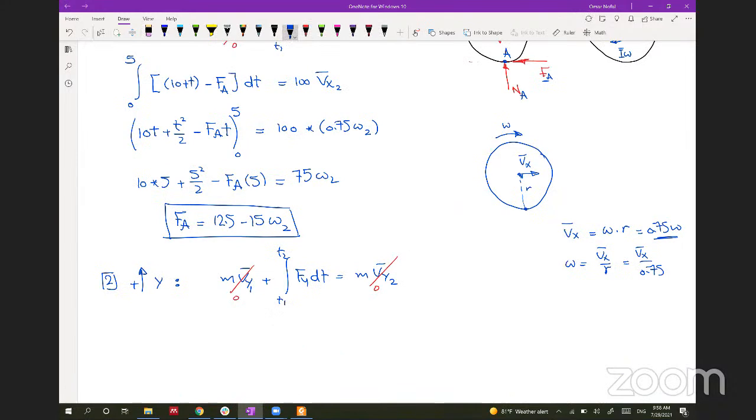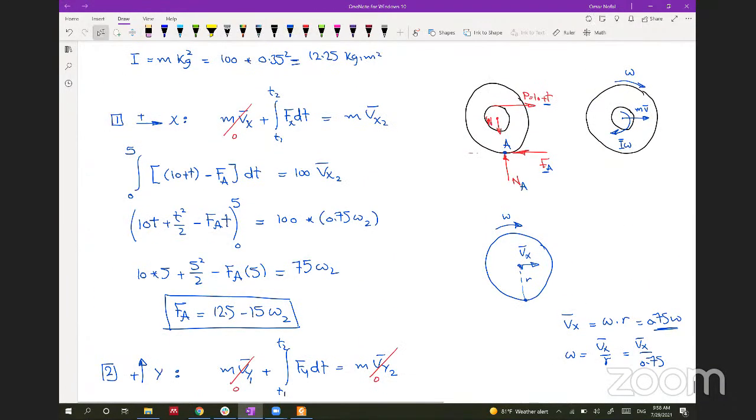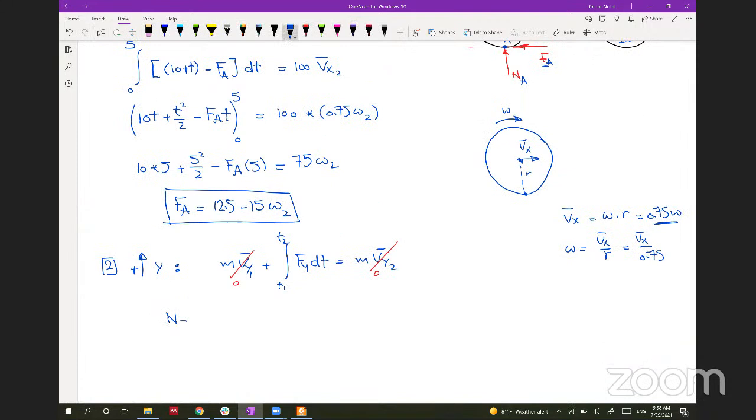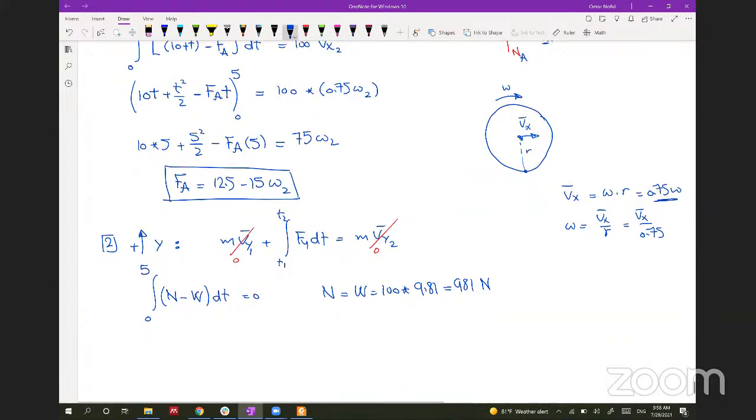So this integration will be equal to 0. We will have the forces in the y: we have weight in negative y, and N in positive y. So it will be the normal force minus the weight, integrated from 0 up to 5, equal to 0. And this will give you that the normal force is equal to the weight, which is 100 multiplied by 9.81. So it's 981 Newton. So we got the normal force.